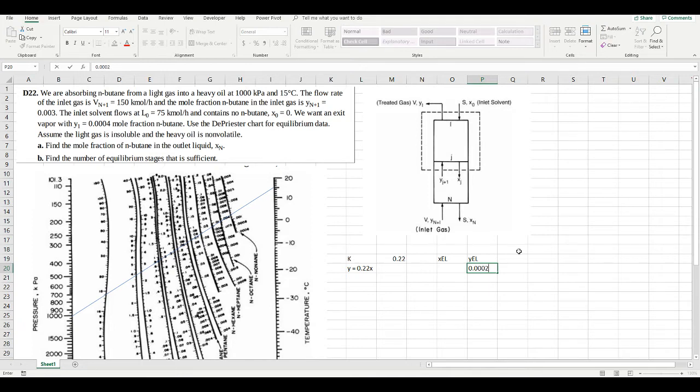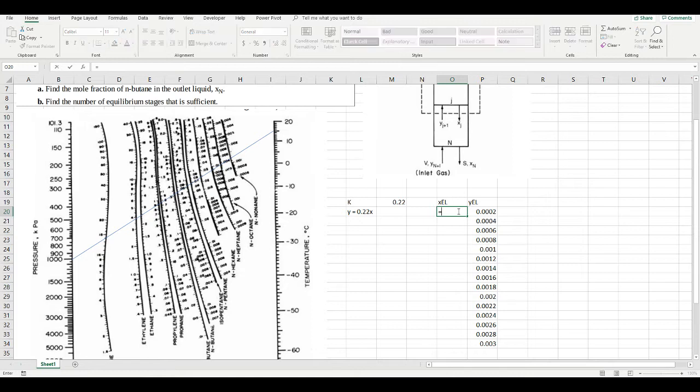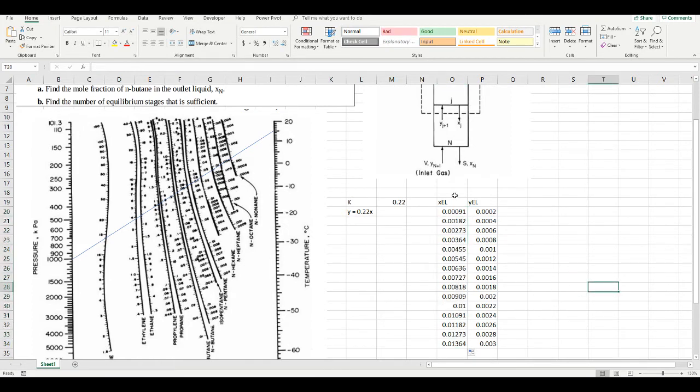0.0002, and then we'll use that to plot the rest of our series. So let's do that all the way to y equals 0.003, and then x is simply equal to y divided by 0.22. So now we can plot our equilibrium line.